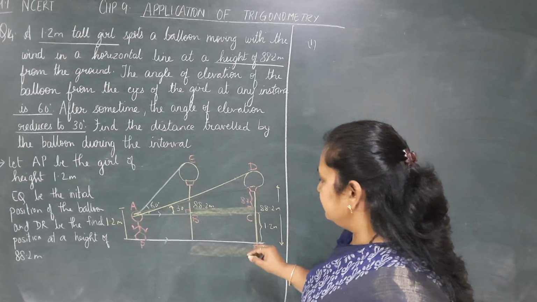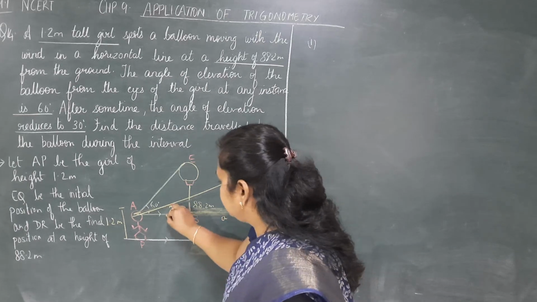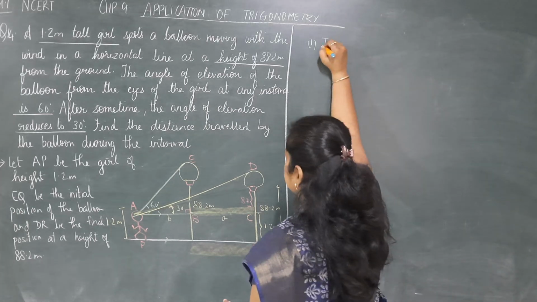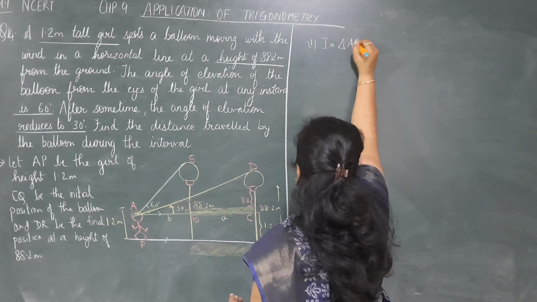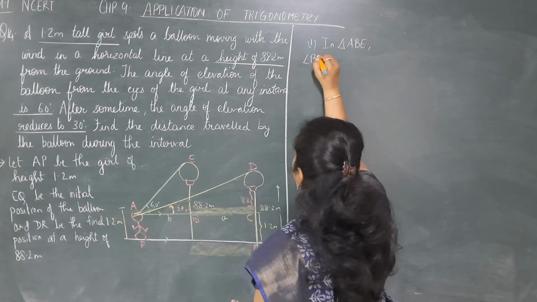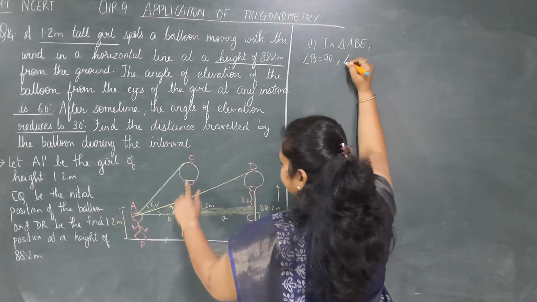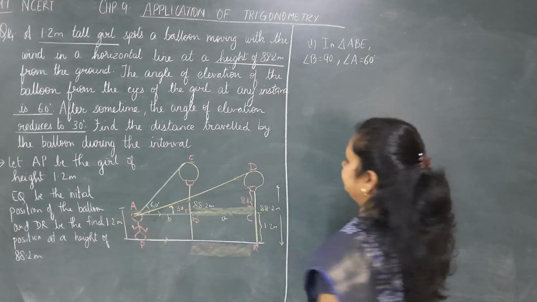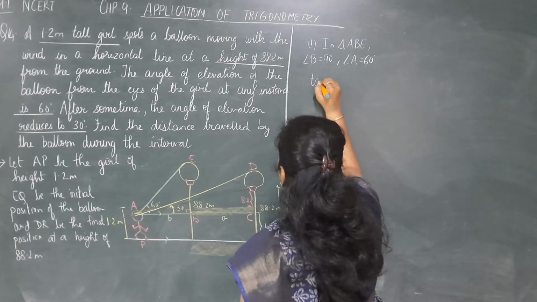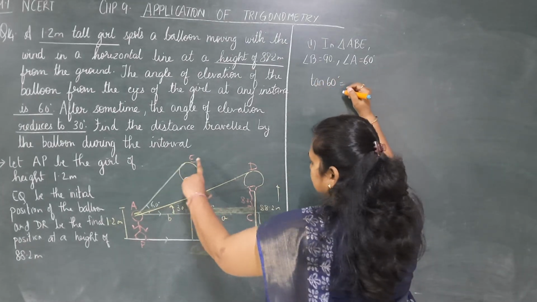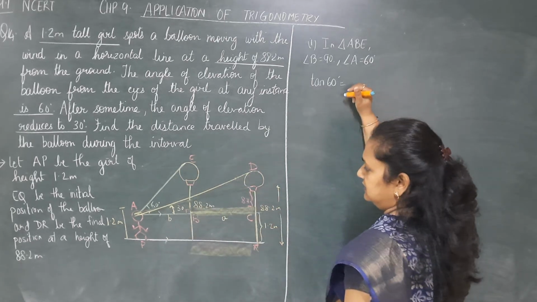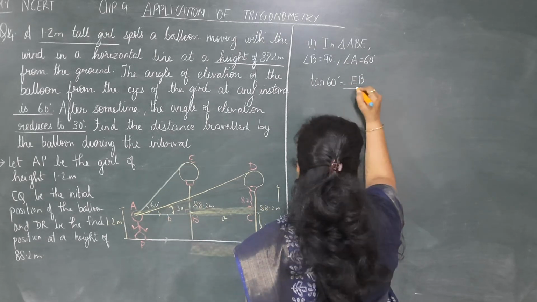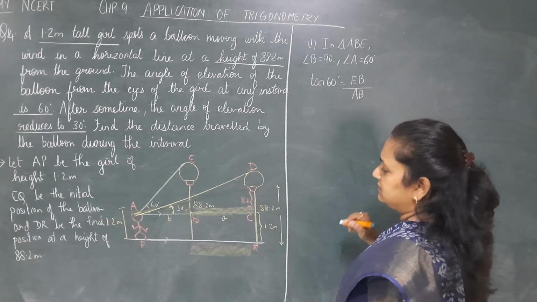We know the height 87. Let me call this as A and let me call this as B. So we need to find out A. That is why we start with triangle ABE. In triangle ABE, angle B is 90, angle A is 60. We have decided the trigonometric ratio tan. So we say tan 60 is opposite side EB, which is the same as DC, upon adjacent side AB.